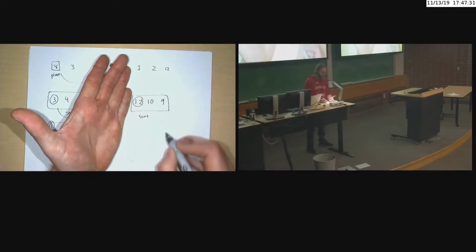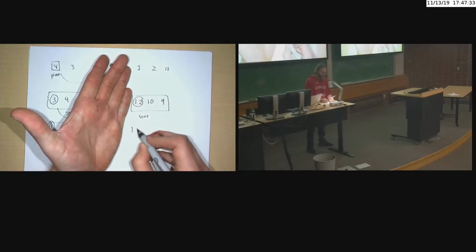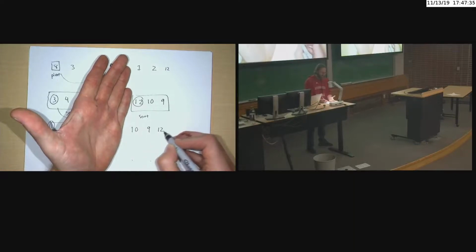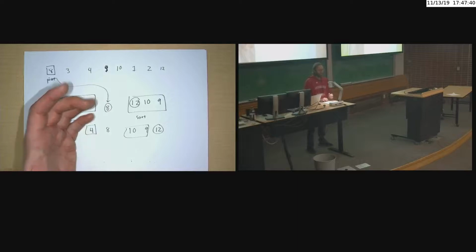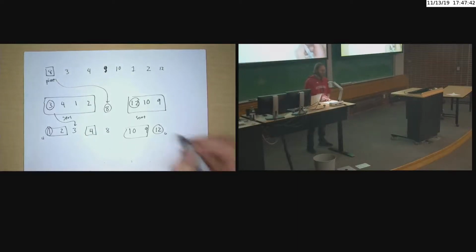Repeat that process over here. 12 is my pivot element. So 10 is less, 9 is less, 12 ends up being there and fixed. So I've got an array of size 2. I've got an empty array, so I don't need to do anything here. This is my new pivot element, and so 9, it's less, 10, I put it right there, and everything carries through. It's all sorted now.